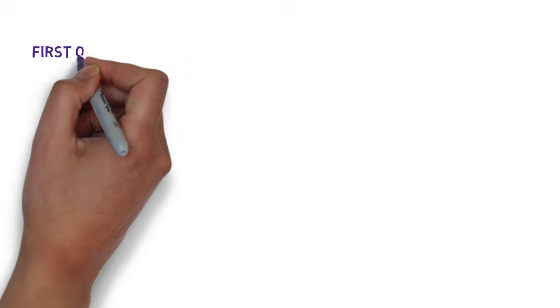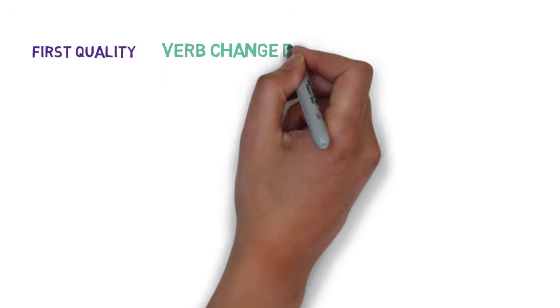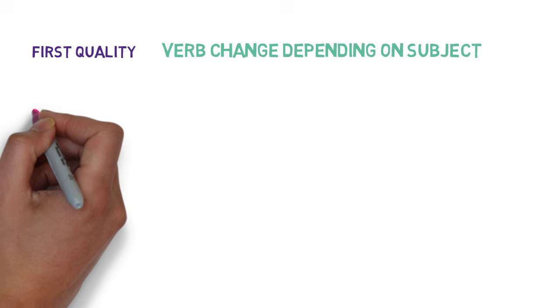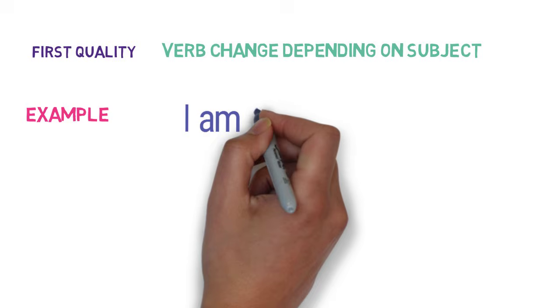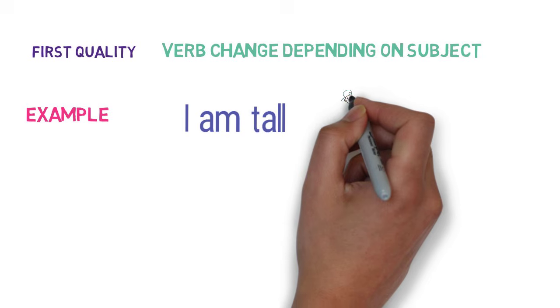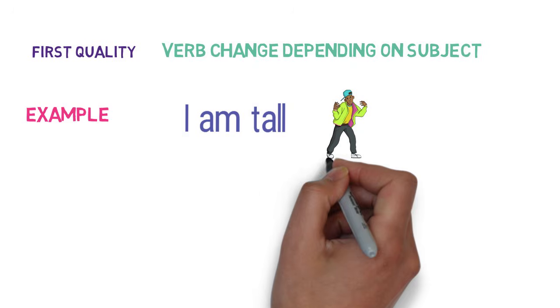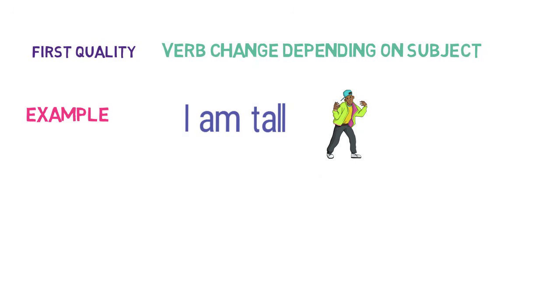Let's look into the first quality verbs have. Verbs change depending on the subject. What do I mean by that? Let me give you an example to make it clear. I am tall. Here the subject is I, which is the first person. Tall is an adjective and am is a verb.